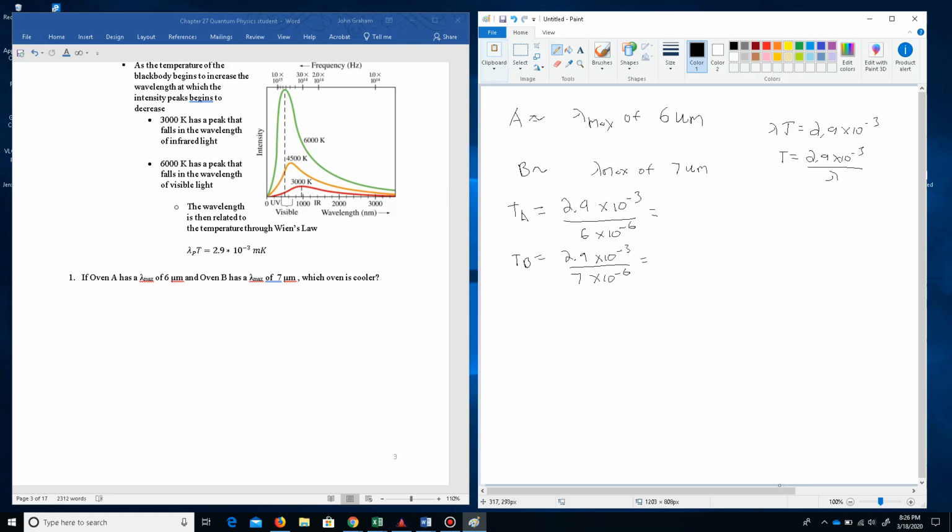And so temperature A will come out to be 483.3 Kelvin, and temperature B will come out to be 414.3 Kelvin. So the cooler one has the longer wavelength, and as the wavelength decreases, the temperature increases.